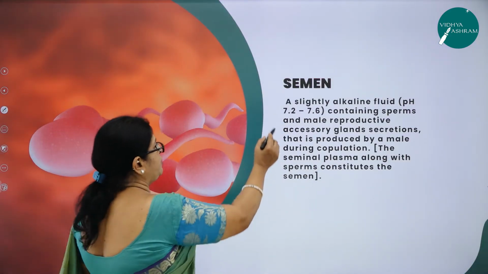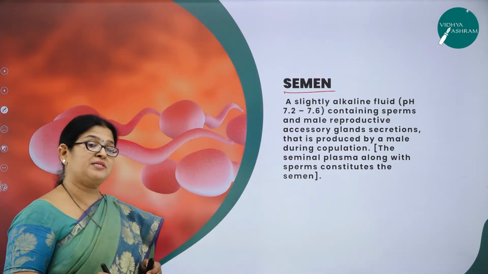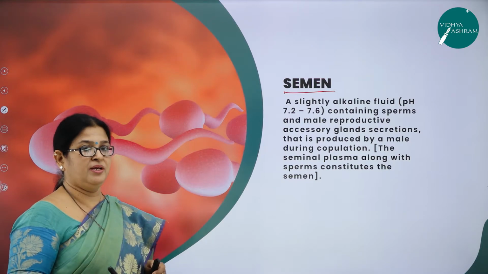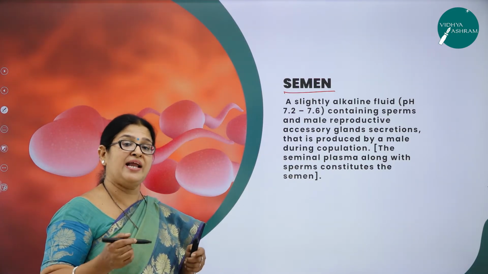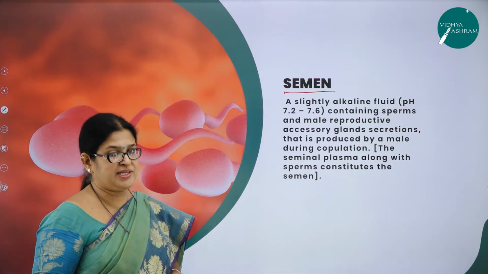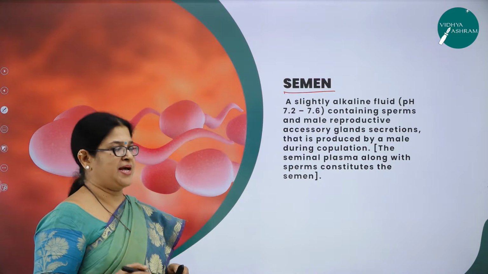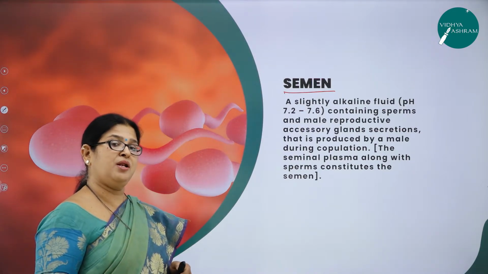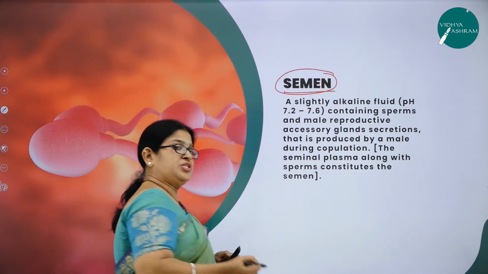I remember I told you about semen. What is semen then? The seminal plasma with sperm is called semen. What is seminal plasma? The secretions of the accessory glands like the seminal vesicle, prostate and the bulbourethral gland are called seminal plasma. And the seminal plasma along with sperm is called semen, which carries the sperms.